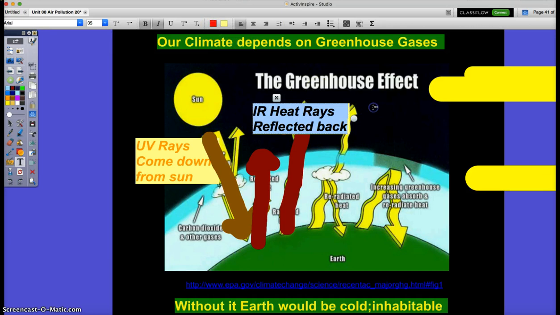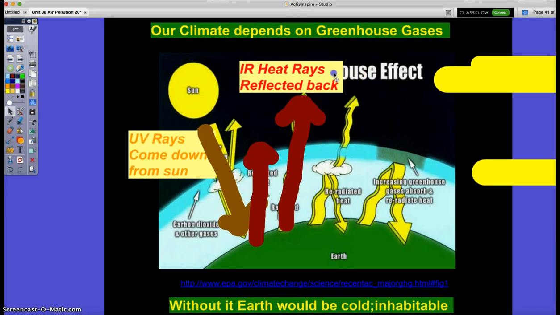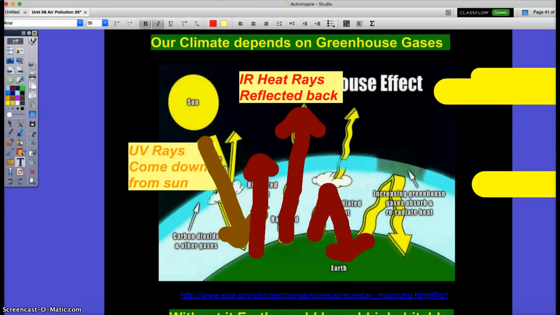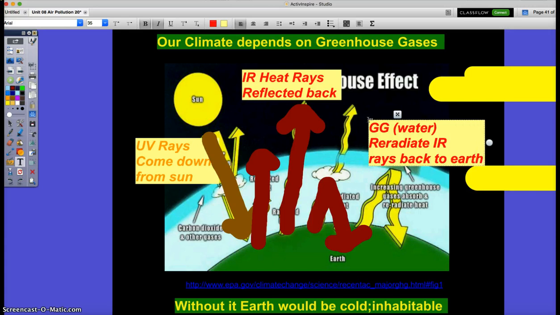What else happens to these infrared heat rays? If you look at the diagram, some are reflected back. What's happening to other ones? They bounce back in. What's causing this infrared ray to bounce back to Earth? Cloud. What's in a cloud? Water. Water is a greenhouse gas. So greenhouse gases, in this particular diagram, water, re-radiate infrared rays back to Earth. What's going to happen to Earth?